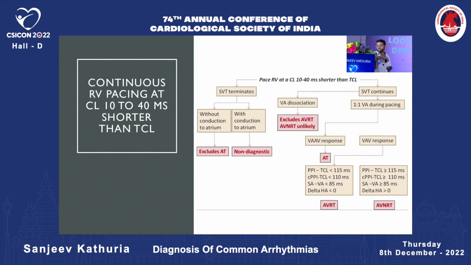So next I want to tell you, just concentrate on a simple thing that's known as the SAVA and the PPI minus TCL, the entrainment. You have a particular cycle length, and with a lesser cycle length you try to enter into the circuit, and from there you see what is the return cycle length which has come up, that is known as the PPI, and the target cycle length which is already there. So subtraction of PPI minus TCL less than 110 and the SAVA which is less than 85 signifies more of a pathway.